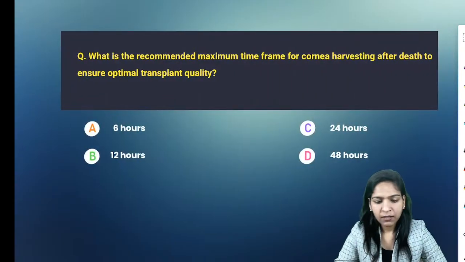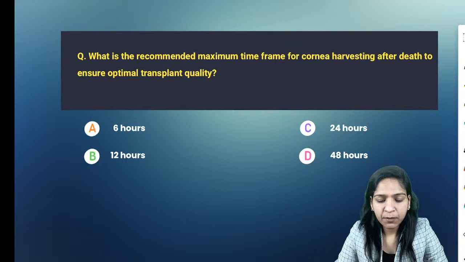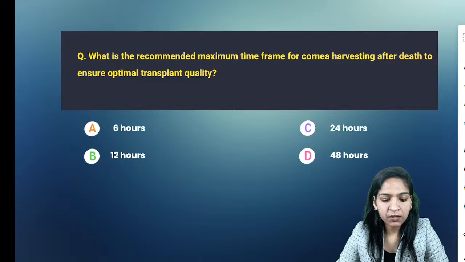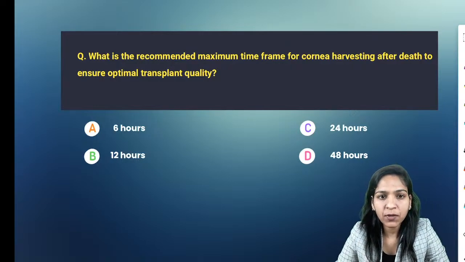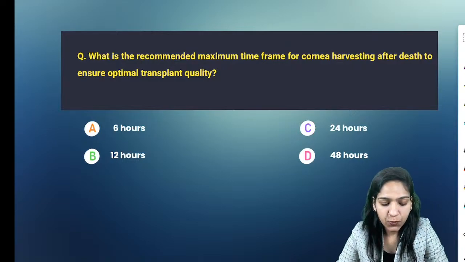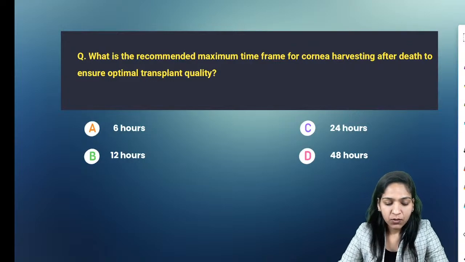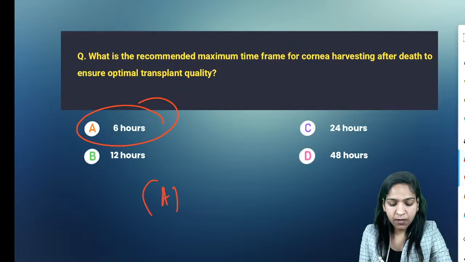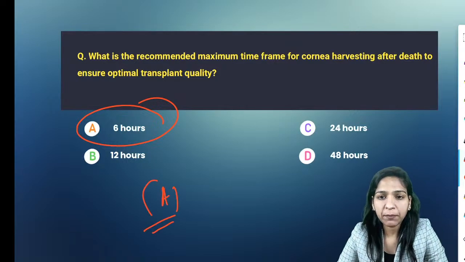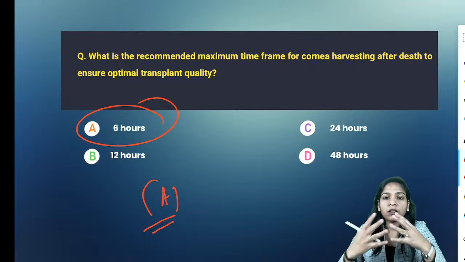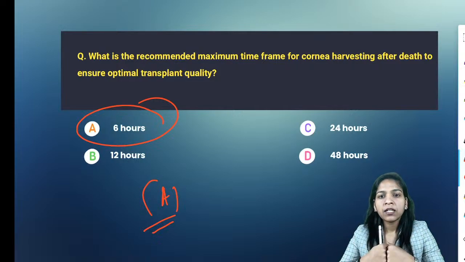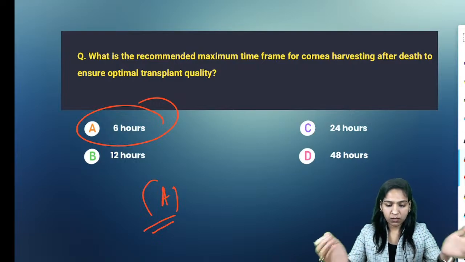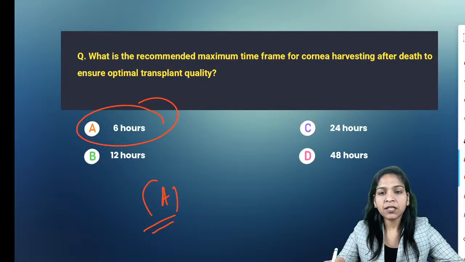Question number 1 was: what is the recommended maximum time frame for cornea harvesting after death to ensure optimal transplant quality? The options were 6 hours, 24 hours, 12 hours and 48 hours. The correct answer was 6 hours, option A. There is nothing to remember in this, it's just a fact that the cornea should be harvested within 6 hours of the death of a patient.